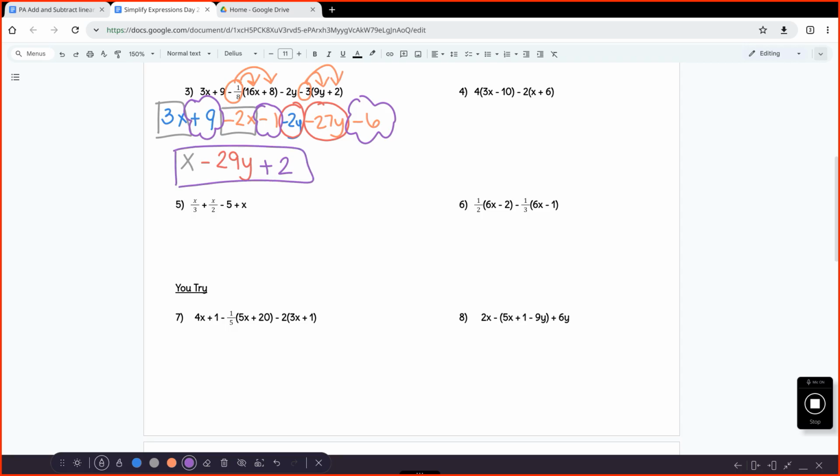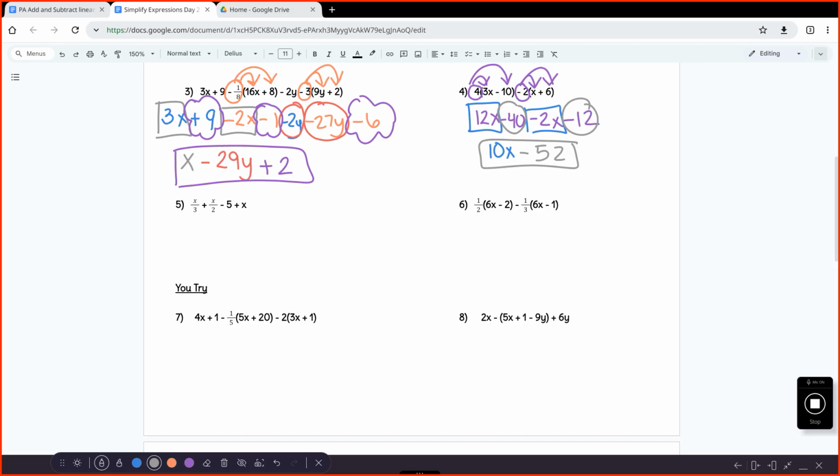All right, number 4, we have here 4 times 3x, that's 12x. 4 times negative 10 is negative 40, right? So we just distributed the 4. We also can distribute this negative 2. Negative 2 times x is negative 2x. Negative 2 times 6 is negative 12. All right, now we can combine our like terms. 12x minus 2x gets us 10x. And then we have here negative 40 and negative 12 gets us negative 52.